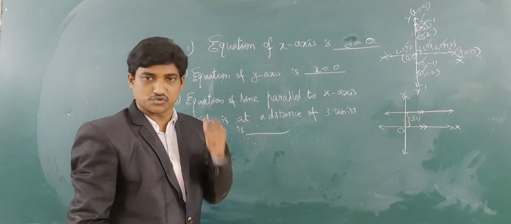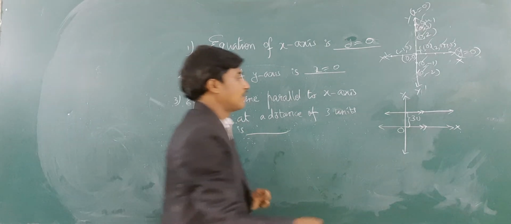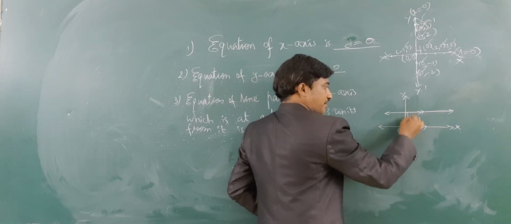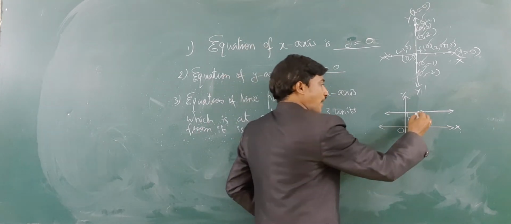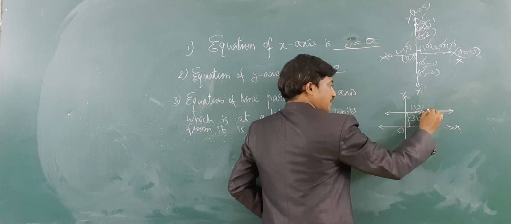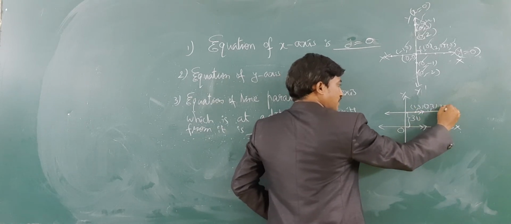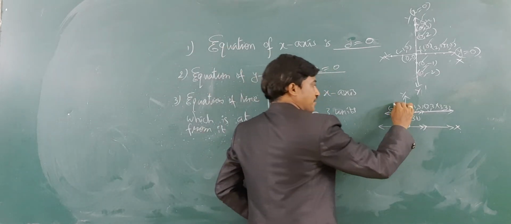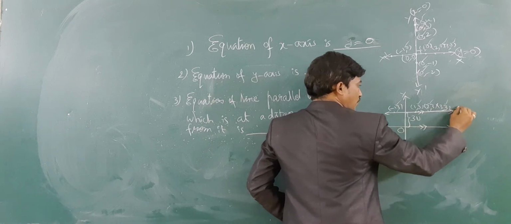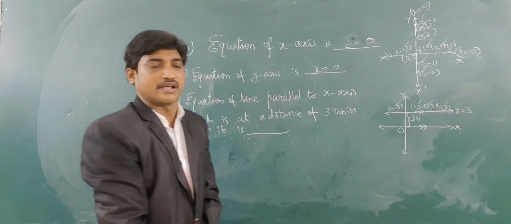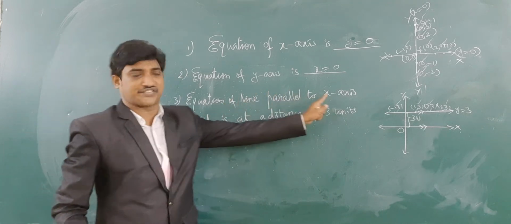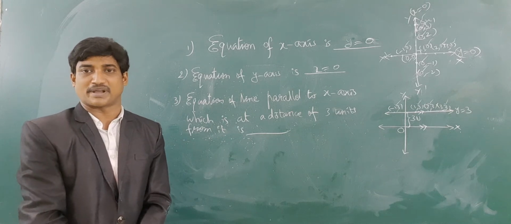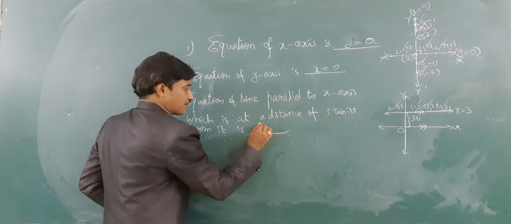Then how are those points? The y-coordinate is 3. The points are like this: (1, 3), (2, 3), (3, 3), (4, 3), (-1, 3), and so on. Y-coordinate is constant, that is y is equal to 3. Equation of line parallel to x-axis which is at a distance of 3 units from x-axis is y is equal to 3.